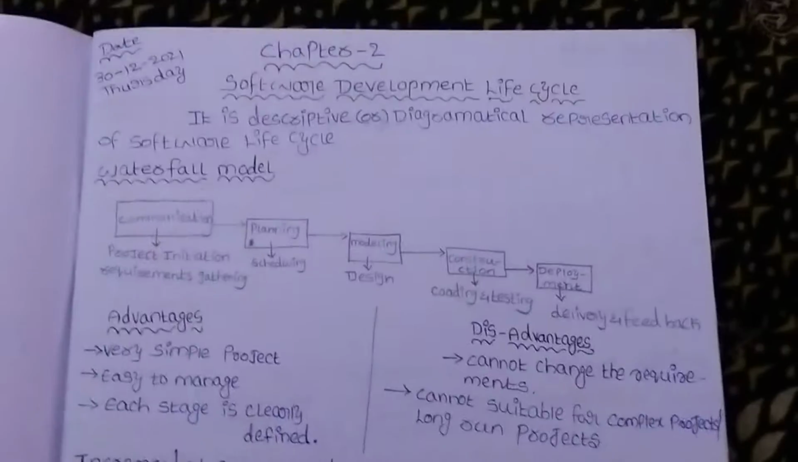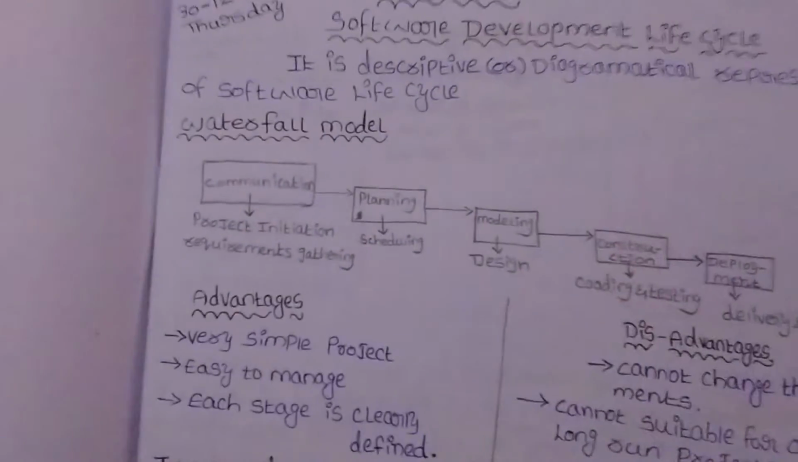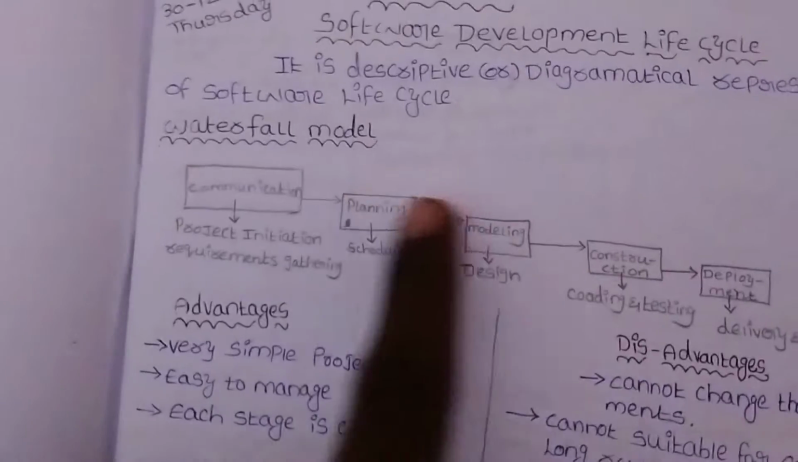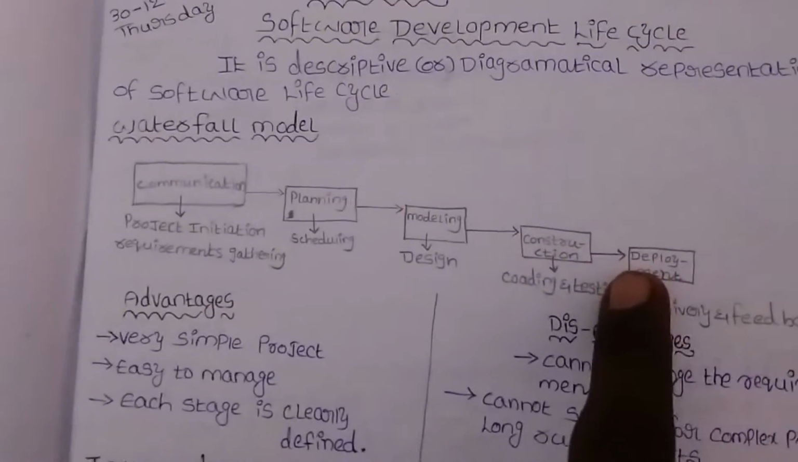This is my Software Engineering tech presentation video. In this video, we will explain the waterfall model and the incremental process model. Waterfall model: in this model, we discuss five steps: communication, planning, modeling, construction, deployment.